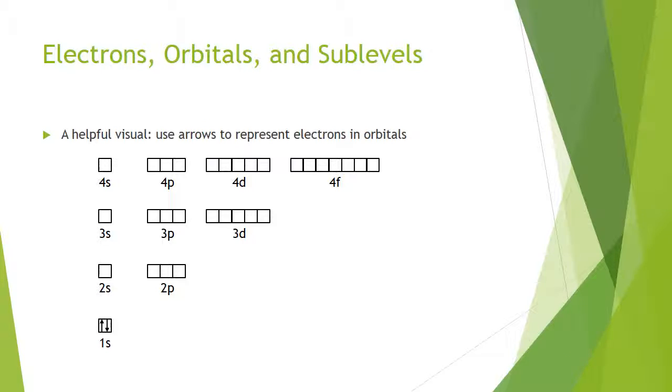So I can see for any s sublevel, whether it's 1s or I go up here to 2s, I put my 2 electrons in it, that sublevel is full. So any s sublevel can hold 2 electrons.